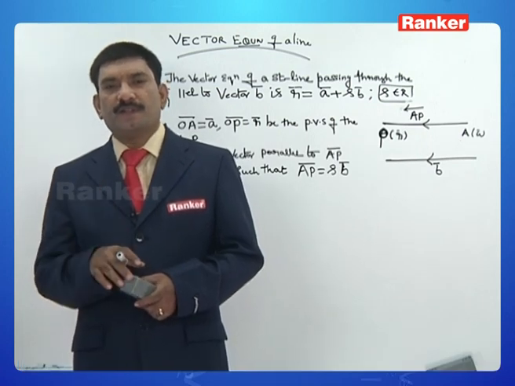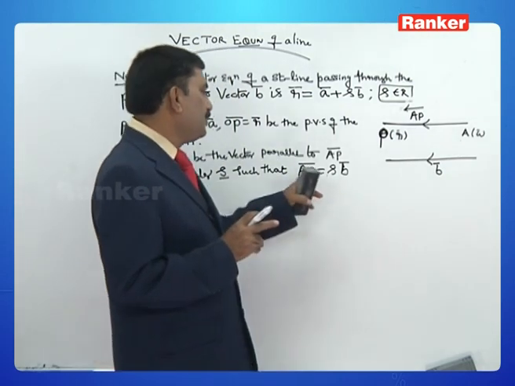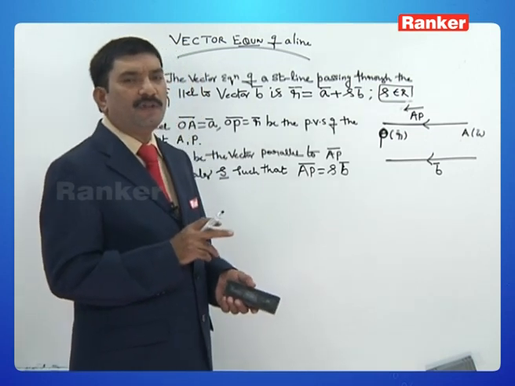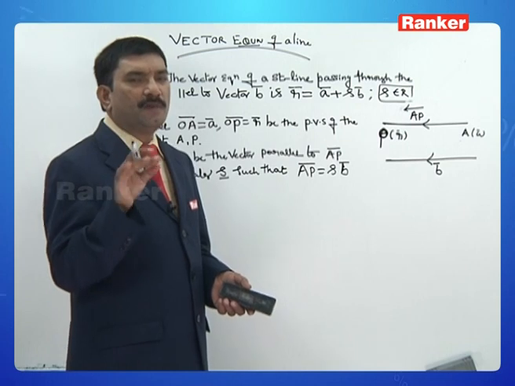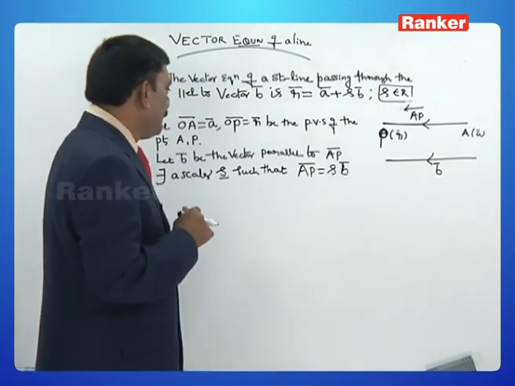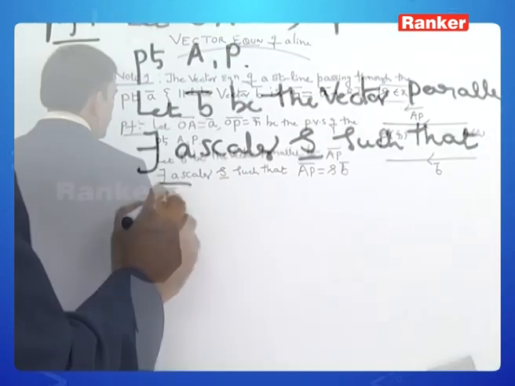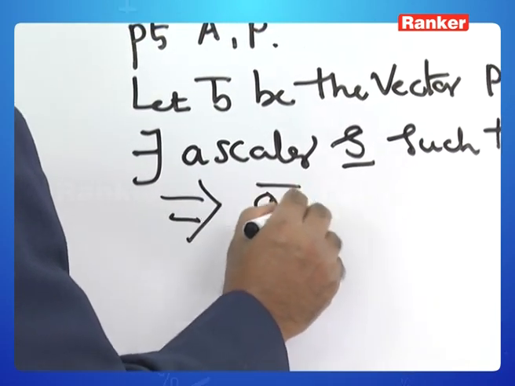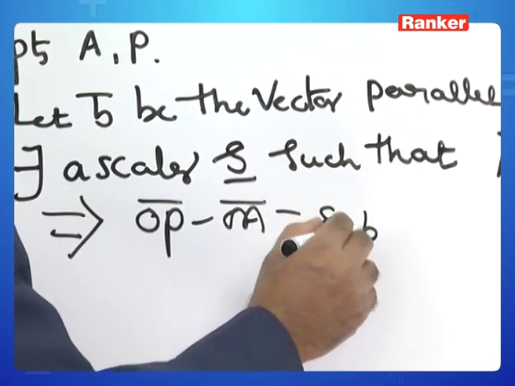For that reason, students must be aware of what? You should not write B bar is equal to S into AP bar. You have to write AP bar is equal to S into B bar. You should not make the scalar multiple an unknown point or unknown vector. So therefore, AP bar, I can write, OP minus OA is equal to S into B bar.